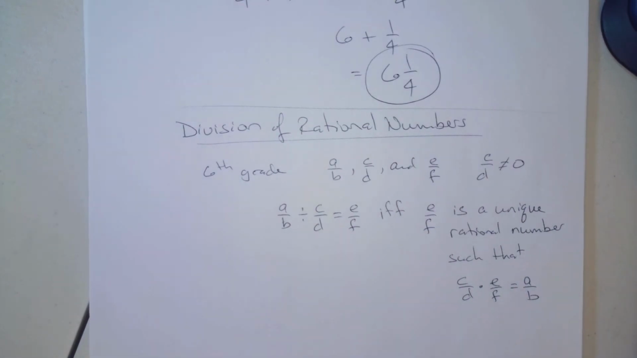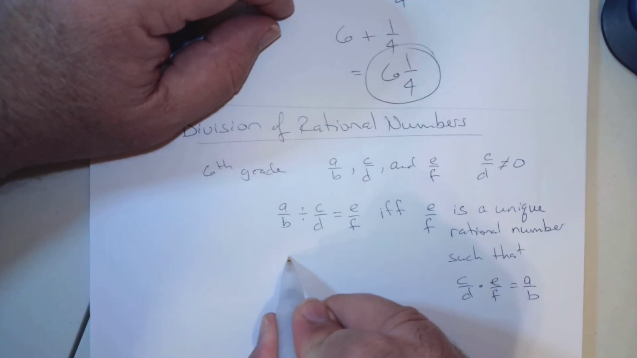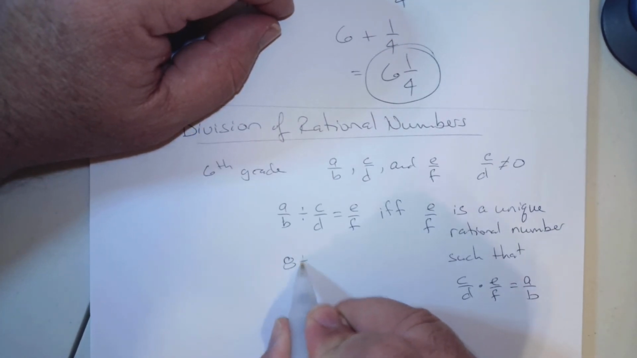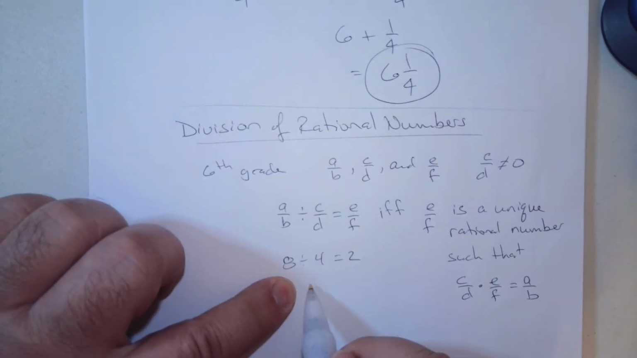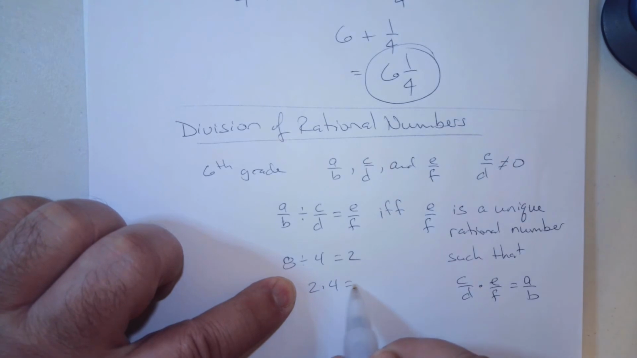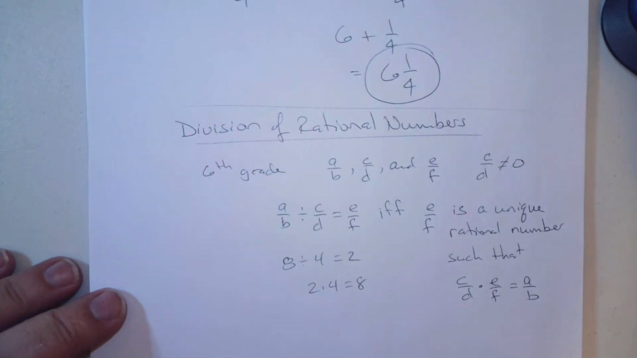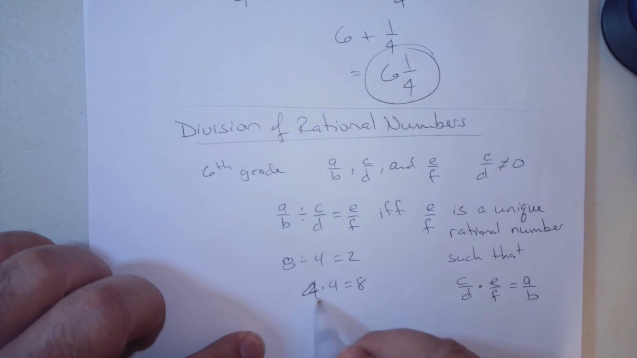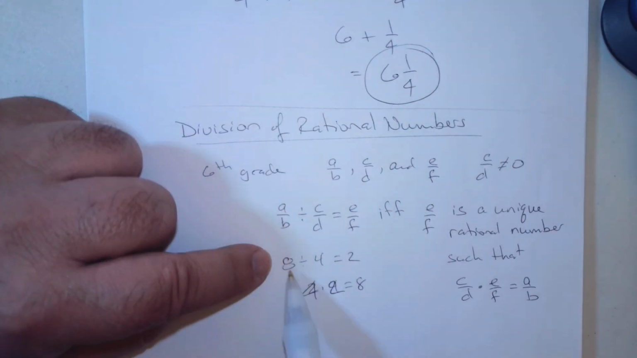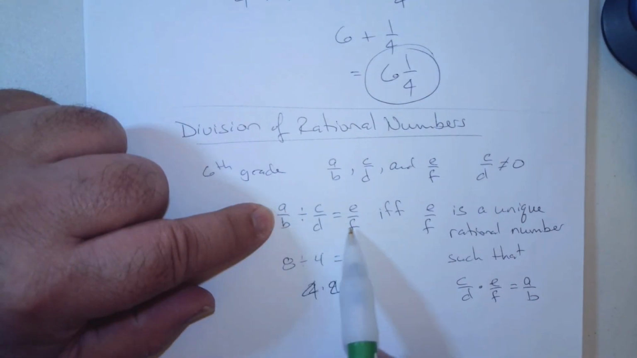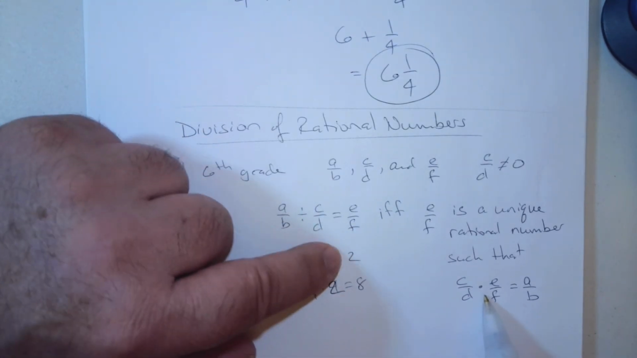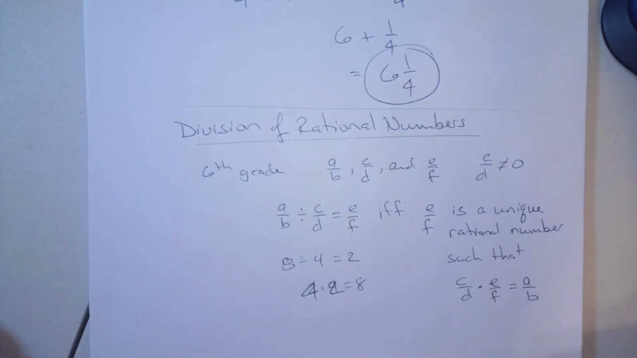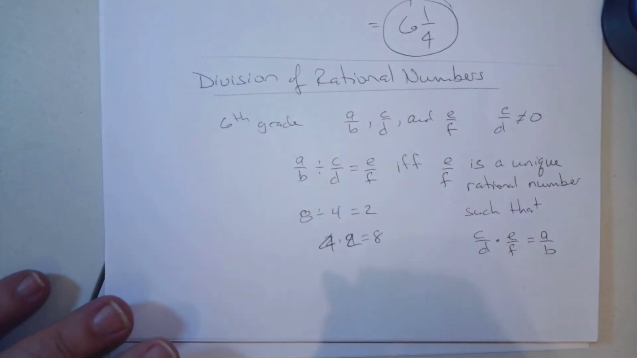We'll get to that, what that means in a little bit. I mean, that's just a bunch of ways of saying the same thing as this. If 8 divided by 4 is 2, then 2 times 4 equals 8. Or at least 4 times 2. If 8 divided by 4 is 2, then 4 times 2 is equal to 8. Same thing works in fractions.